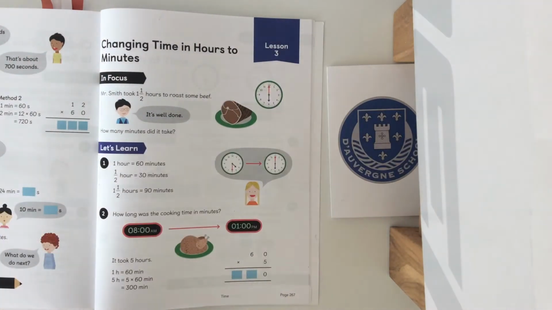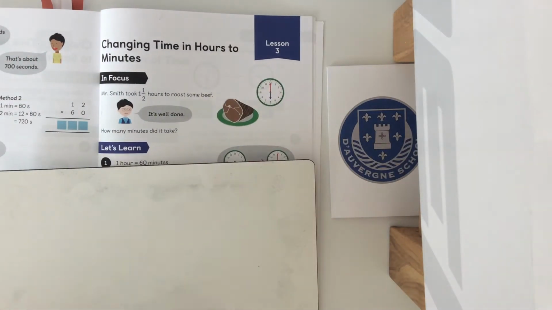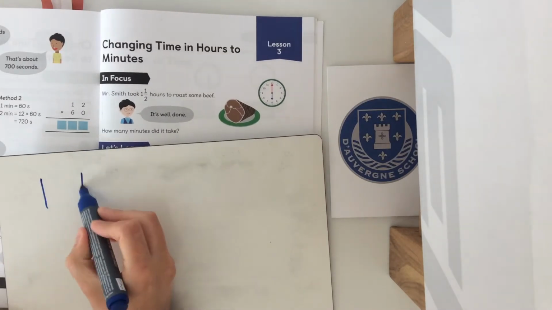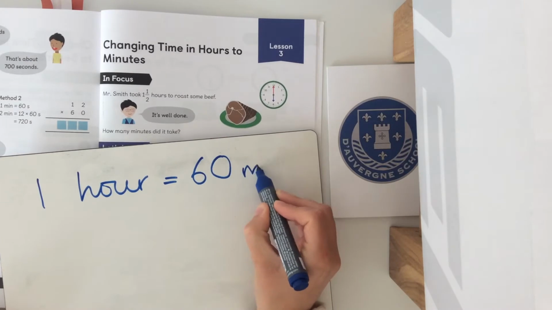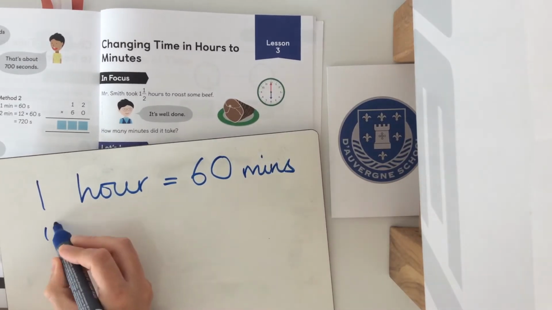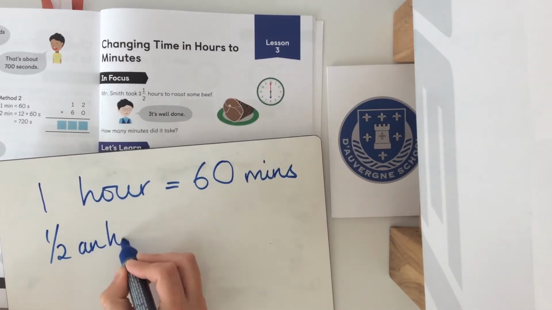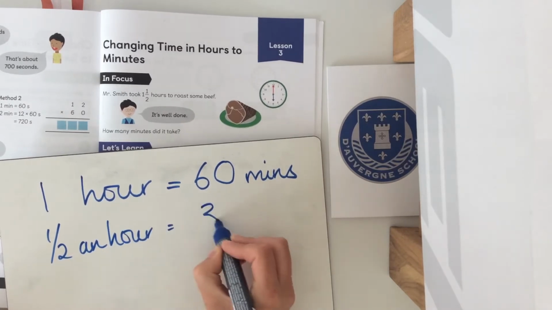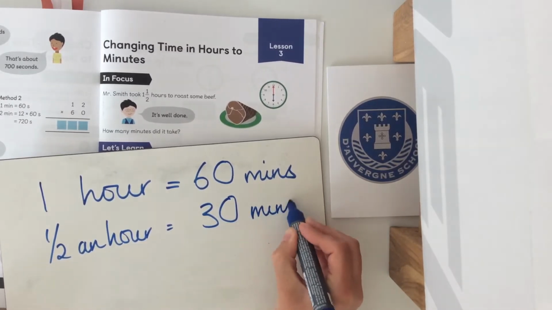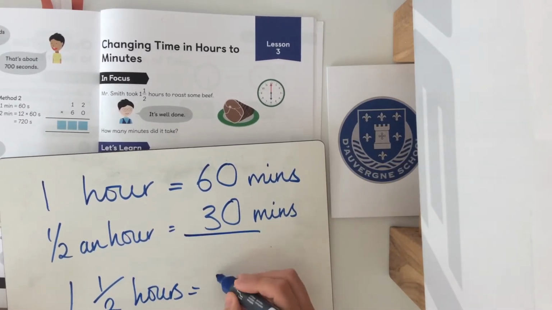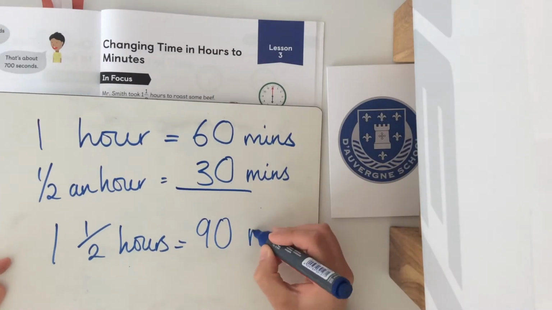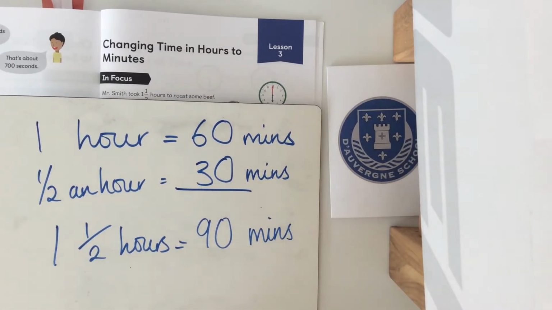So, if 1 hour equals 60 minutes and half an hour equals 30 minutes, 1.5 hours would be the total of the two, which equals 90 minutes.